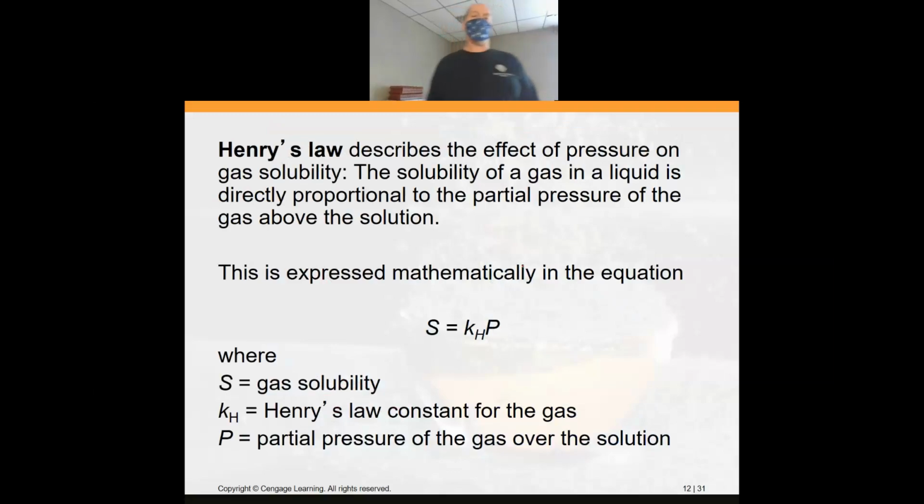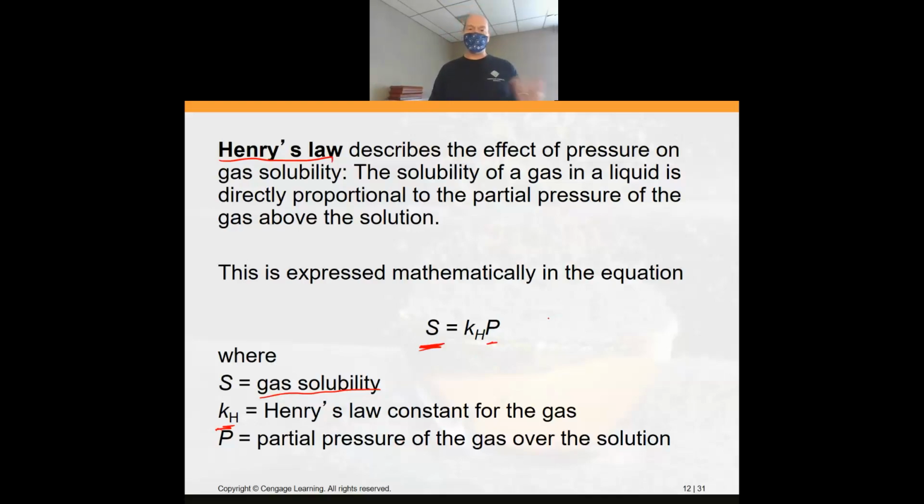All right, so now we're going to look at the solubility of a gas in a liquid. This is gas solubility, Henry's law, and it is directly proportional to the pressure. So the more pressure you put on that gas, the more that gas is going to go into your solution. And then you have a constant, Henry's law constant. You're going to have a constant for oxygen, for nitrogen, for carbon dioxide. Any gas is going to have a Henry's law constant.